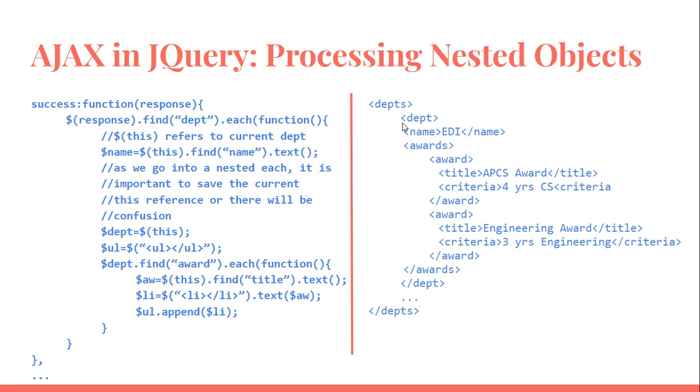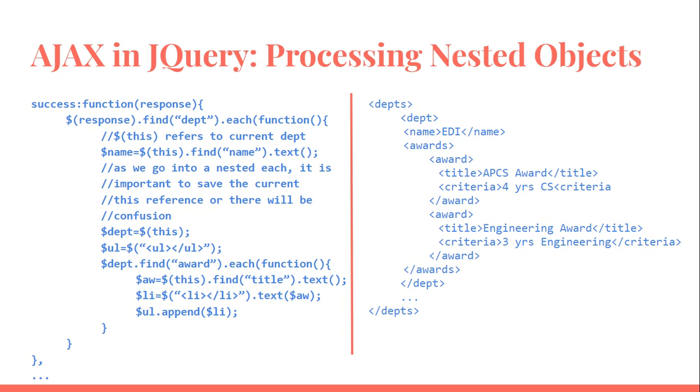So the first thing that I have to do is cycle through the departments. So when we come back to response, we do response.findDepartment.each. Again, cycling through the departments. And I'm going to get the name of that department and store it in this variable. Now I have to go through the awards, which is going to be another each function.